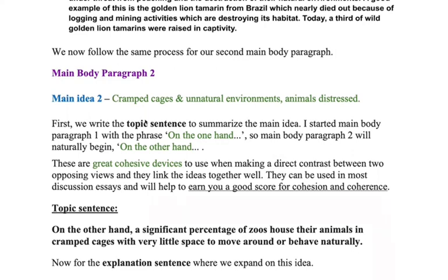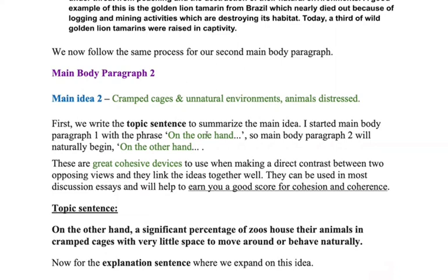It is about unnatural environments, animal distress, okay? So it is a state of extreme suffering or pain for animals because there is not enough space for them to move around. First, we write the topic sentence. Again, to summarize the main idea, we said number one, the topic sentence, where we summarize the main idea.